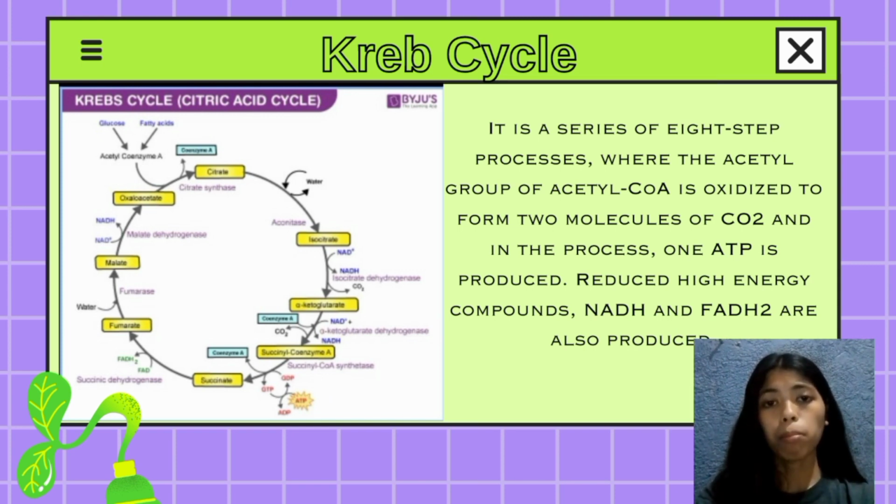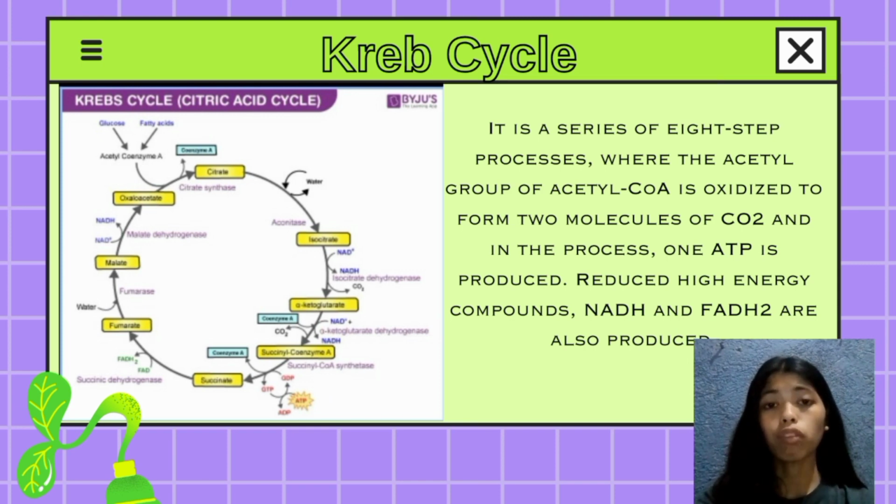Fifthly, this step involves the removal of the CoA from the succinyl CoA to form succinate. GTP, or guanosine triphosphate, forms after the substrate level phosphorylation of GDP, or guanosine diphosphate. The catalyst is succinyl CoA synthetase. Similarly, in the sixth step, the succinate converts into fumarate. The enzyme succinate dehydrogenase helps the reaction. The succinate dehydrogenase reduces the FAD to FADH2.